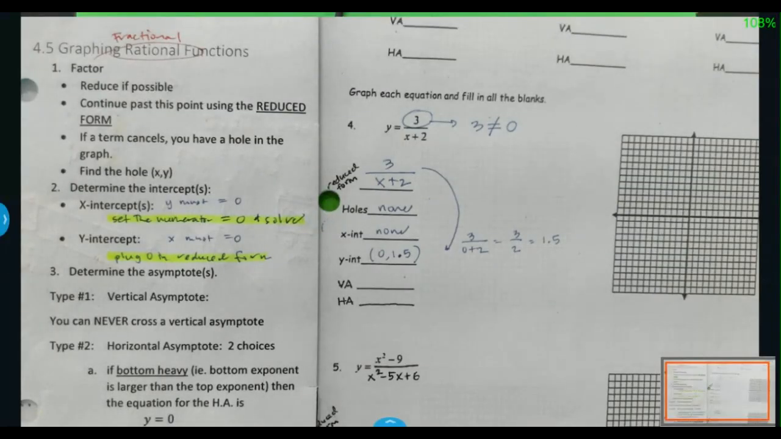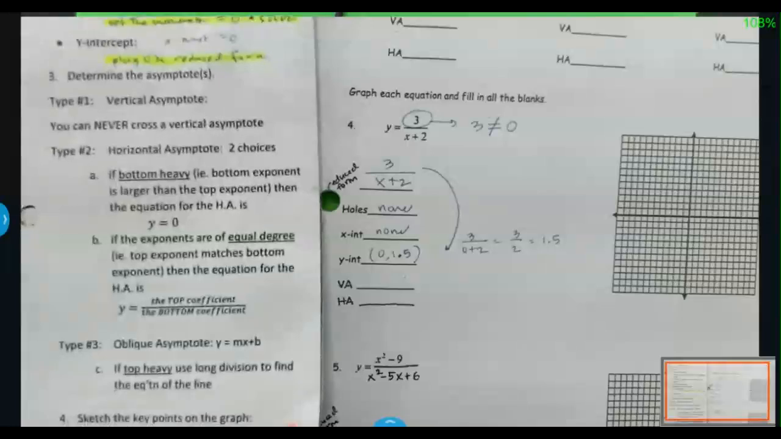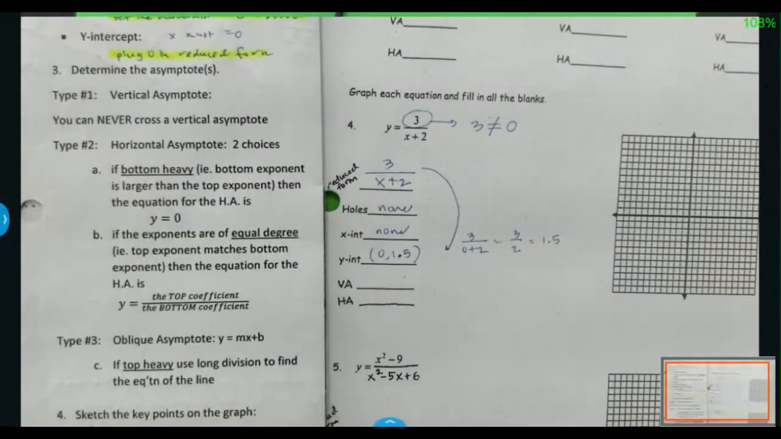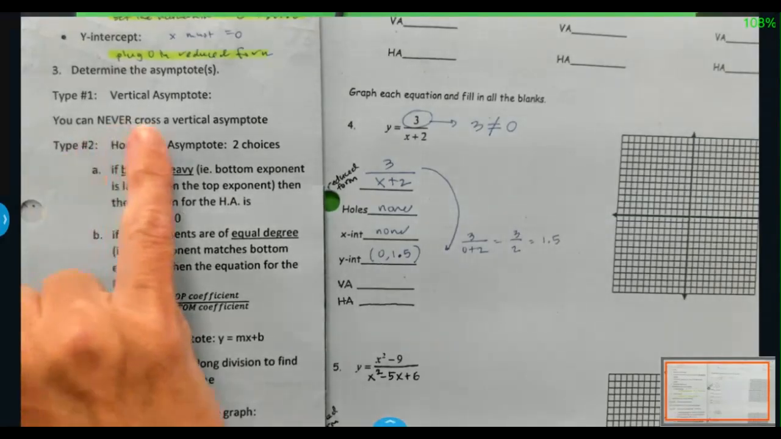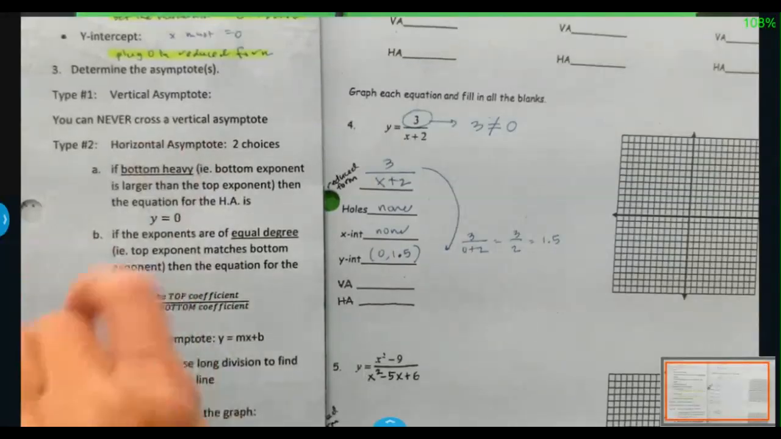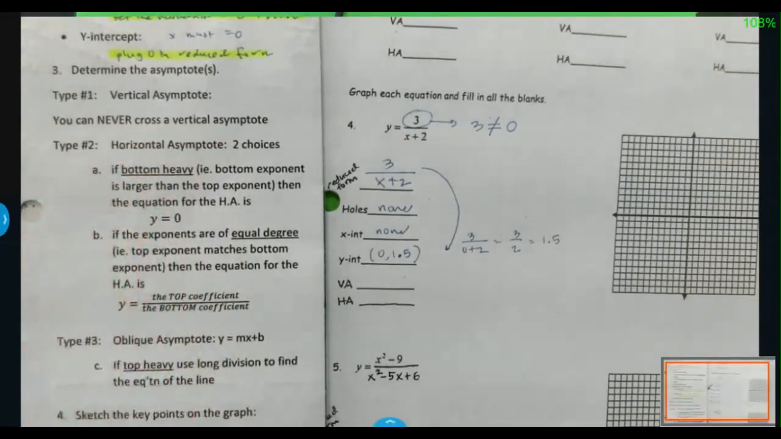So don't get overwhelmed by this next little section. Determine the asymptotes. Okay, number one are vertical asymptotes. Those are asymptotes that go like this, vertically. This is easy. We've already done this. You can never cross a vertical asymptote. Okay, that's number one. Step two, oh, I forgot. You need to write down what a vertical asymptote is.